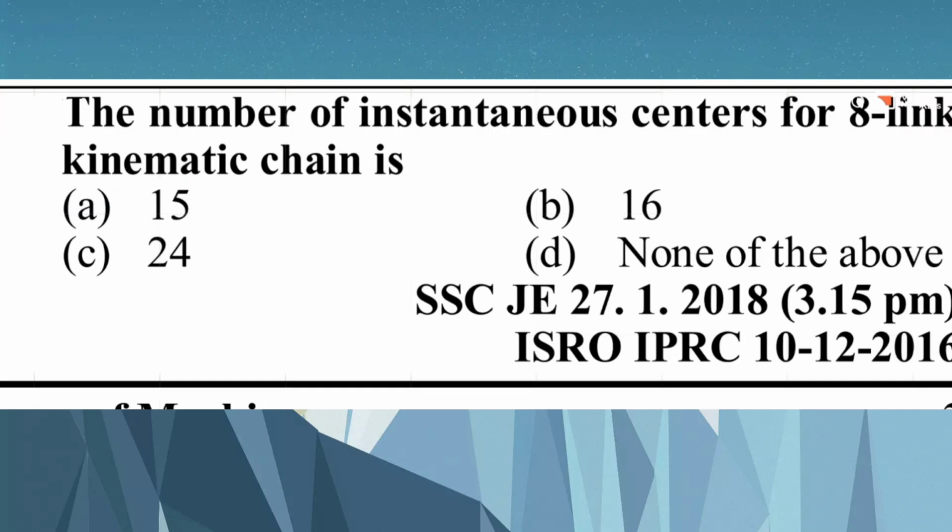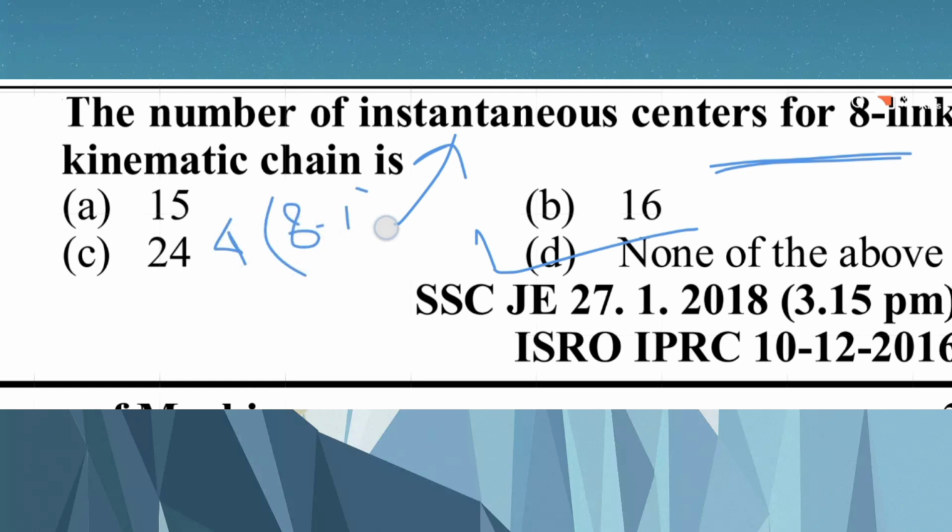Question number 42. The number of instantaneous centers for an 8 link kinematic chain is A. 15, B. 16, C. 24, D. none of these above. 8 links, so the number of instantaneous centers n into n minus 1 by 2, 8 into 7 by 2, 4 into 7, 28. 28 is the answer. So none of these is correct. I did it by mistake, but none of these is correct.